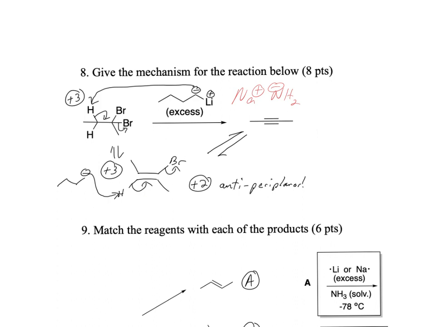The second one, though, so you do your E2, 1 step, 3 arrows. You're going to do 2 of those. And your second one, 1, 2, 3, 4, 1, 2, 3, 4. You should draw it like this so it's anti-periplanar for the second one. So you're setting it up to look like this. So the H and the bromine are 180 degrees apart. Just do an E2 again, and that gets you to an alkyne.